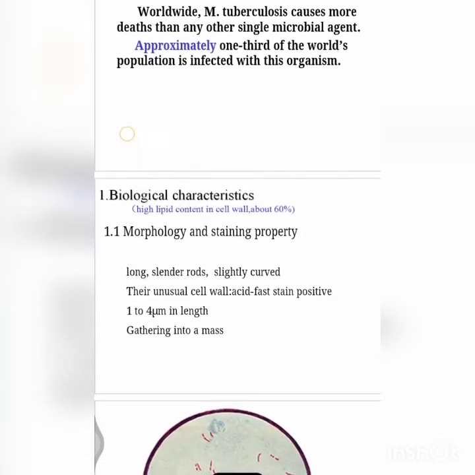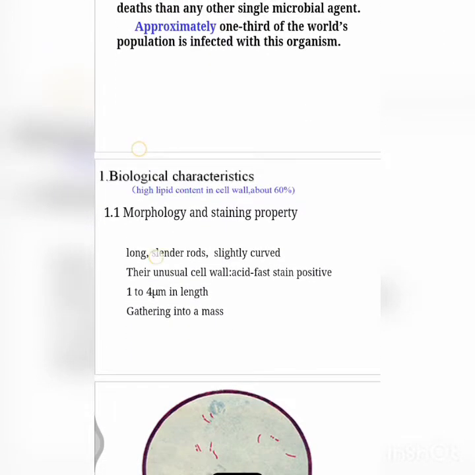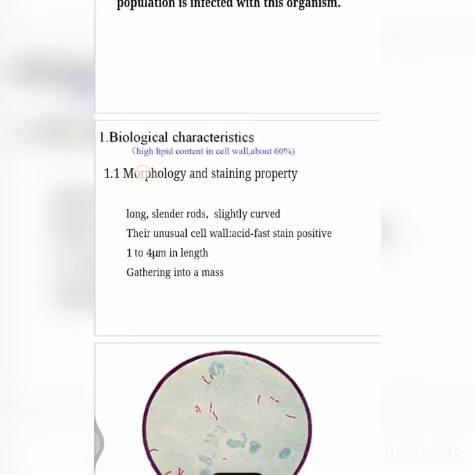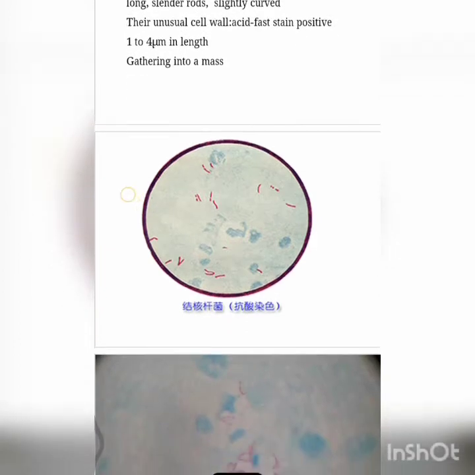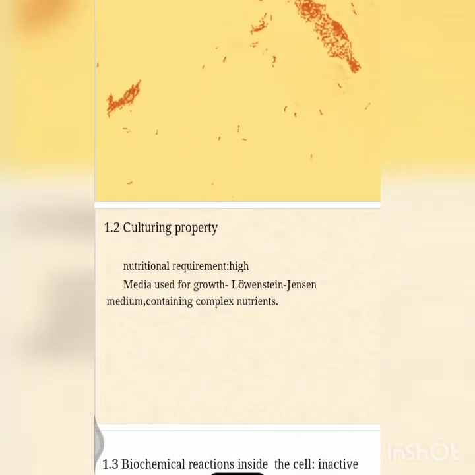Biological characters, as we discussed: long, slender, slightly curved, with an unusual cell wall, acid-fast stain positive, 1 to 4 micrometres in length, gathering into masses. You can see pictures of tuberculosis bacilli, how they look. As for culture properties, the nutritional requirement is high. The medium used is Lowenstein-Jensen medium containing complex nutrients.